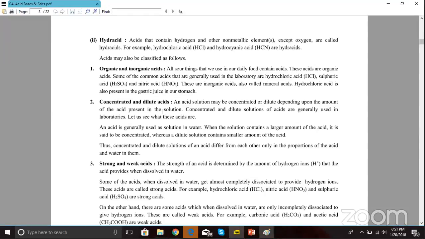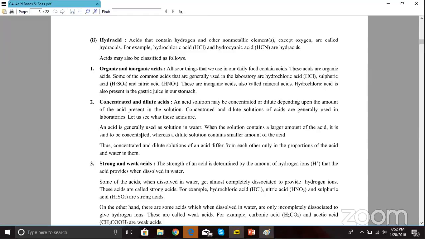What is meant by solution? Solvent plus solute, we call a solution. Concentrated means we have added a lesser amount of water. Dilute means we have added a larger amount of water. Here also, in the laboratories, we prepare acids to find out the concentration of bases or some other compounds. In this case, the acid solution may be concentrated or dilute depending upon the amount of acid present in the solution. So generally we use these in the laboratories.